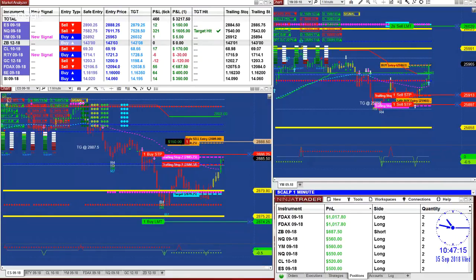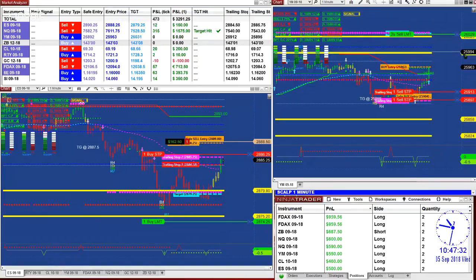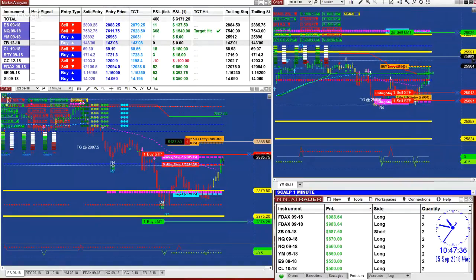We have a new signal on the YM. The entry is 963, and the target is 2631, it's right there. The chart is a bit different.